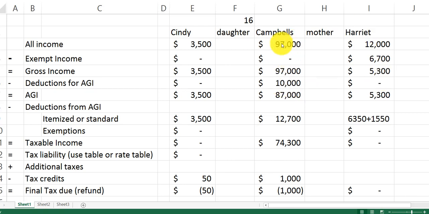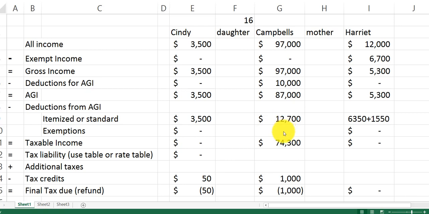Their income is $97,000. They have no exempt income. We're following the tax liability formula. So their gross income is $97,000. They have some deductions for AGI. Let's say they made some contributions to their IRA, and so their AGI is $87,000. Now, when it comes time to look at itemized or standard, remember we take the highest. Because in chapter 1 we're really only ready to handle a standard deduction, I'm just going to use $12,700 for 2017 as their standard deduction. Neither one of them is over 65, and neither one is blind, so they don't get any additional. That leaves them with $12,700.